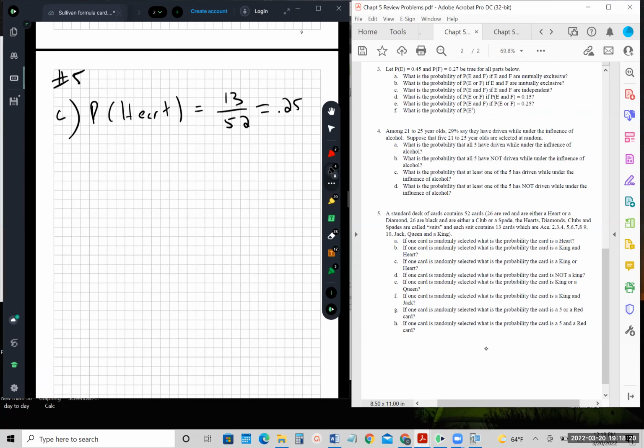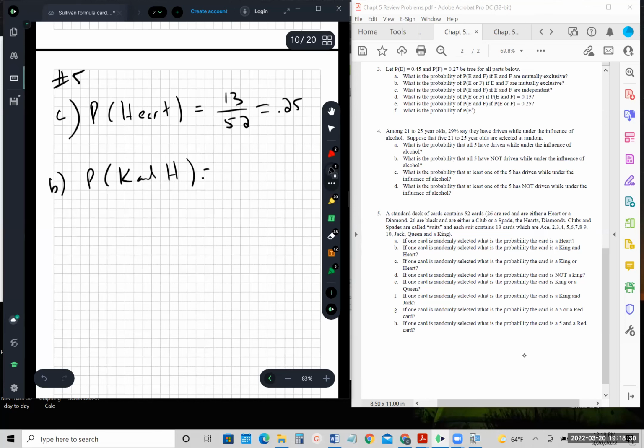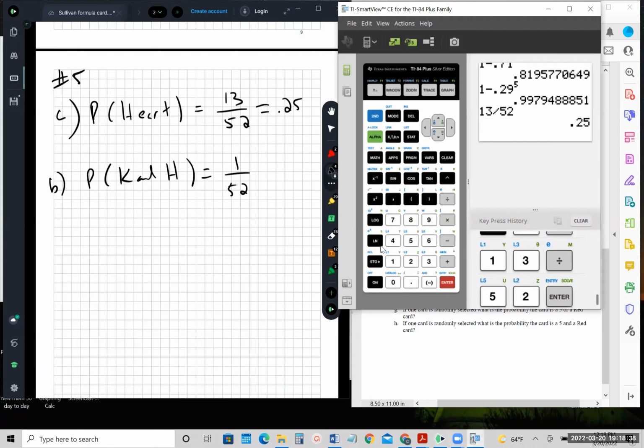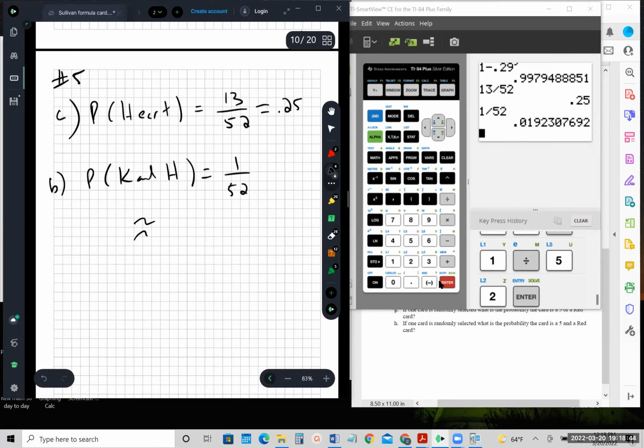And then for part B, if one card is randomly selected, what is the probability it is a king and a heart? So the probability it's a king and a heart. Well, there's 4 kings, one from each suit, so there's only going to be 1/52 that's a king and a heart. So if we do 1 divided by 52, I get roughly 0.01923. That would be B.